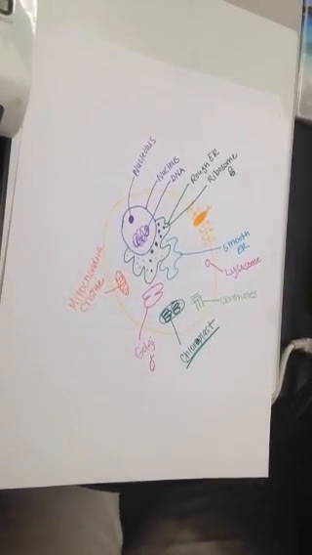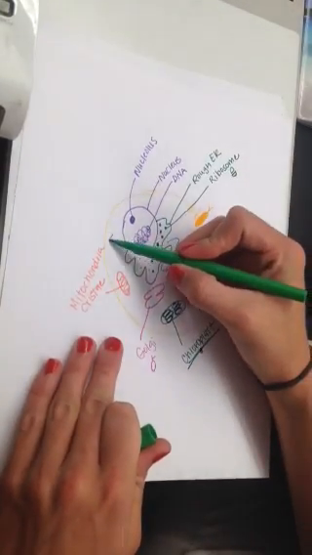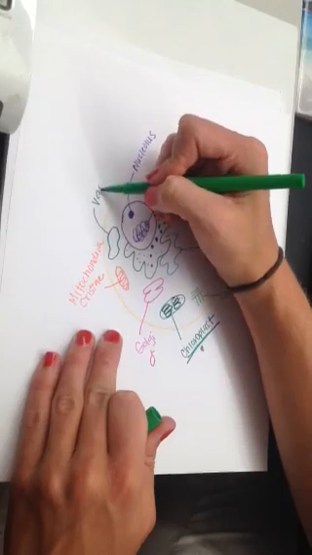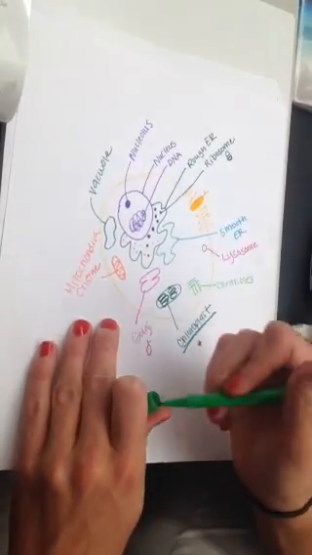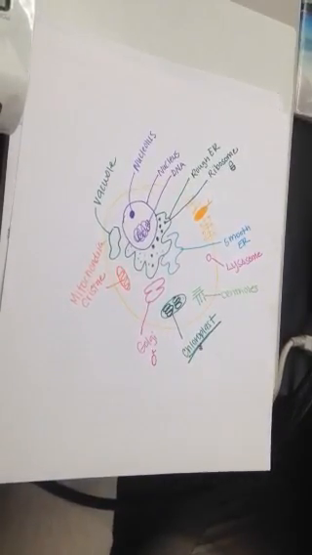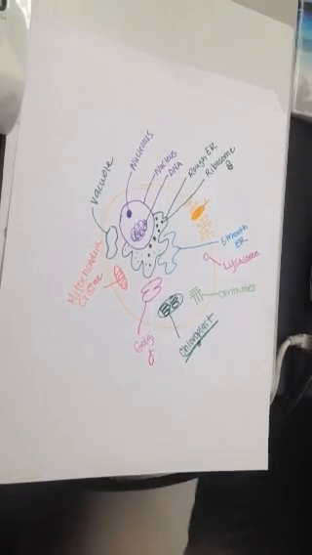A vacuole is really big in plant cells, and it's only in some animal cells. Vacuoles store water and nutrients for plant cells. And that's all.